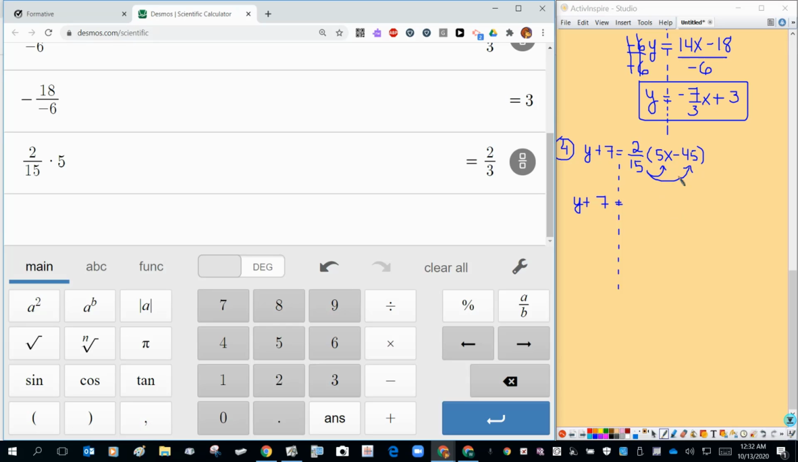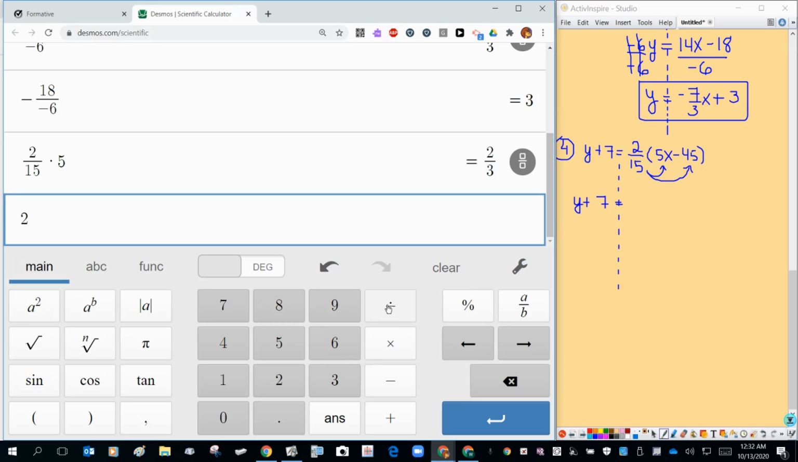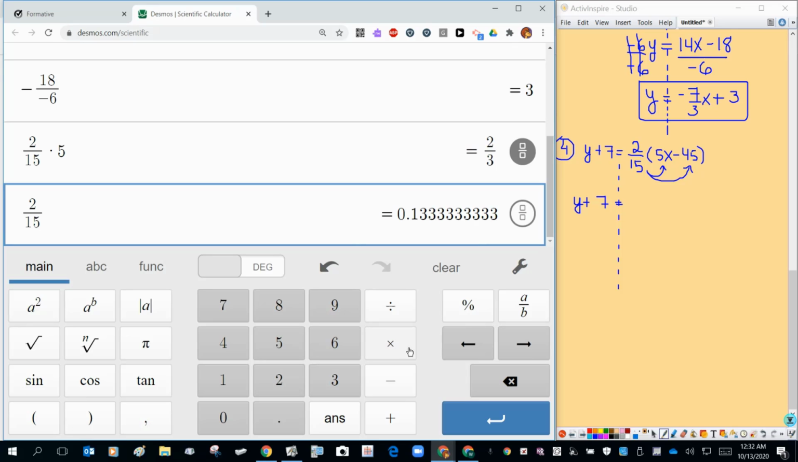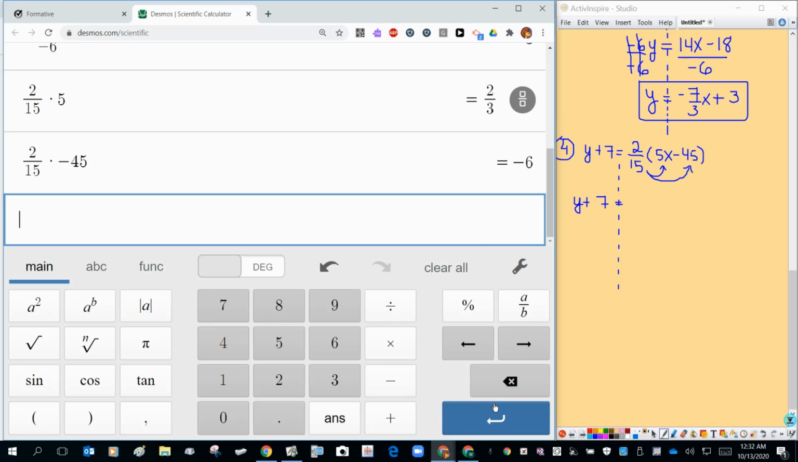All right, let's go ahead and do 2/15 times negative 45. So 2 divided by 15 arrow times negative 45 gives me negative 6. So when I multiply 2/15 times 5, I get 2/3 x, and then 2/15 times negative 45 gives me negative 6. Very good. Now let's try to get the y alone by moving the 7 to the other side. So this would be y equals negative 7, bring down the 2/3 x, and bring down the 6. So all I did is move the 7 to the other side.